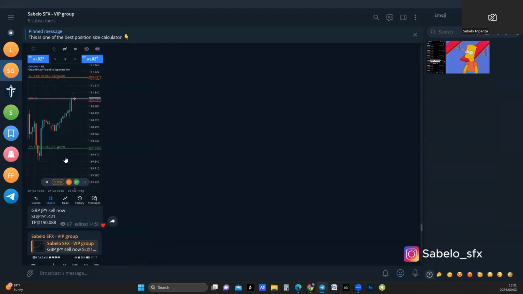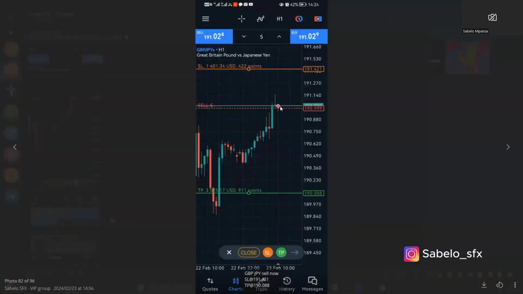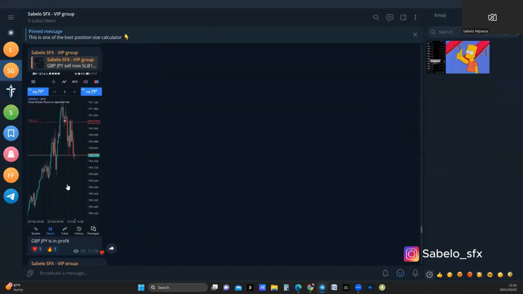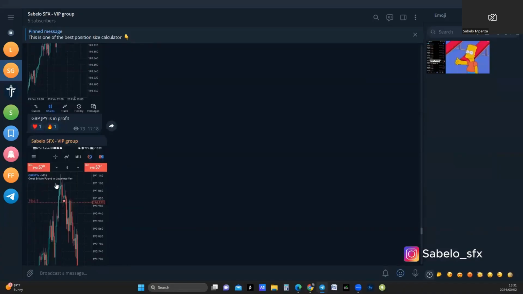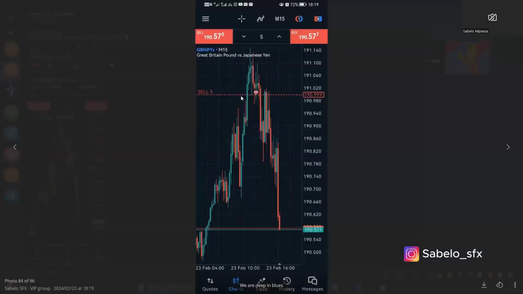Another trade on GBP JPY. As you can see, entered here. I was targeting this low. We were in profit. Let's see, full profit here. The market gave us a lot of movement on that day.